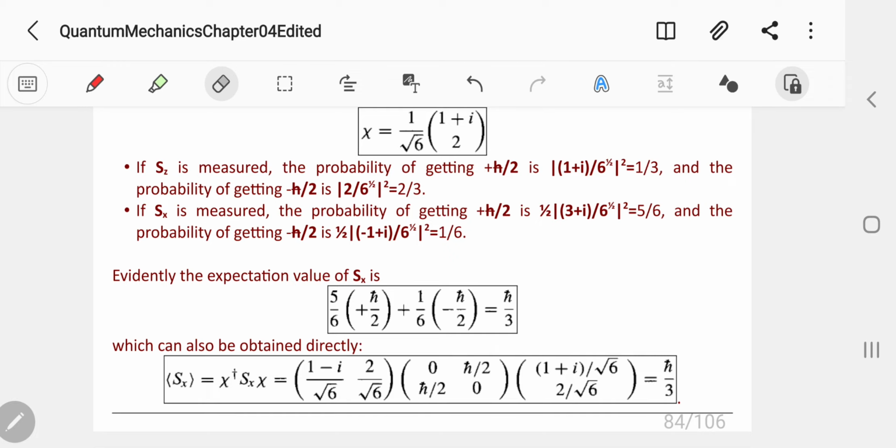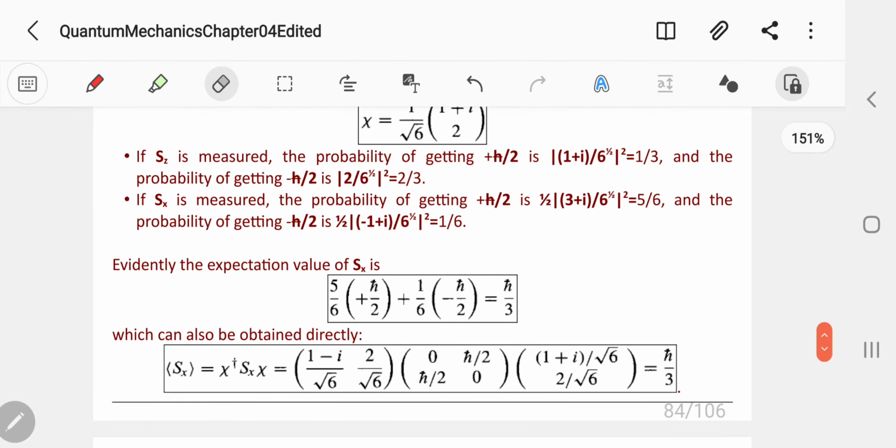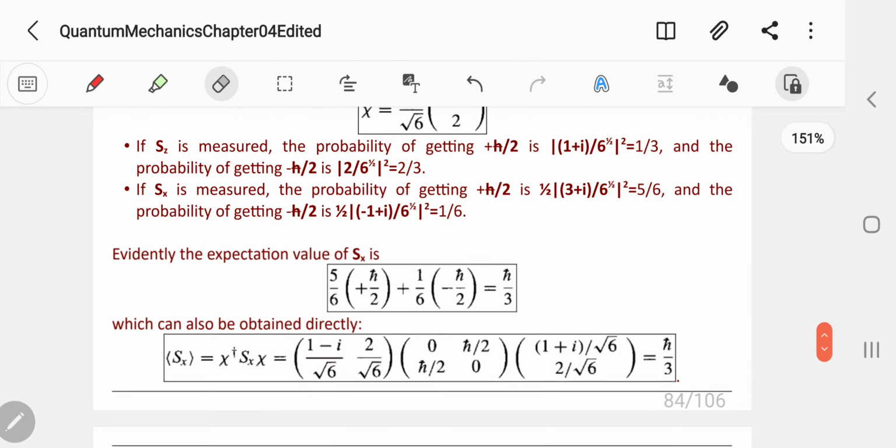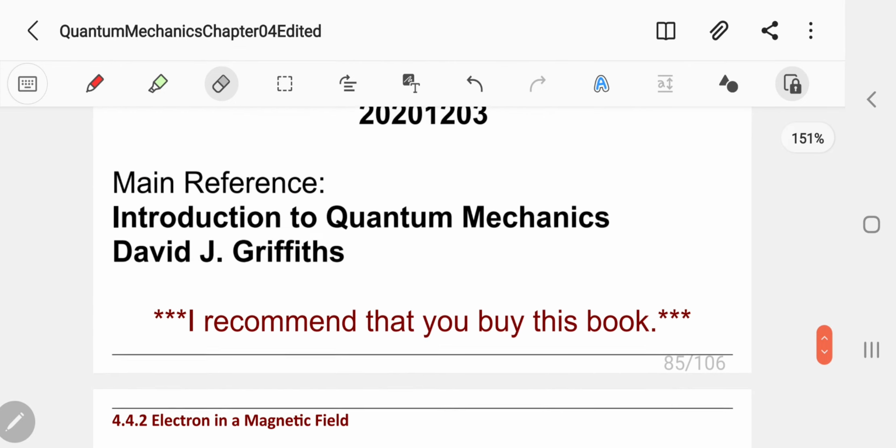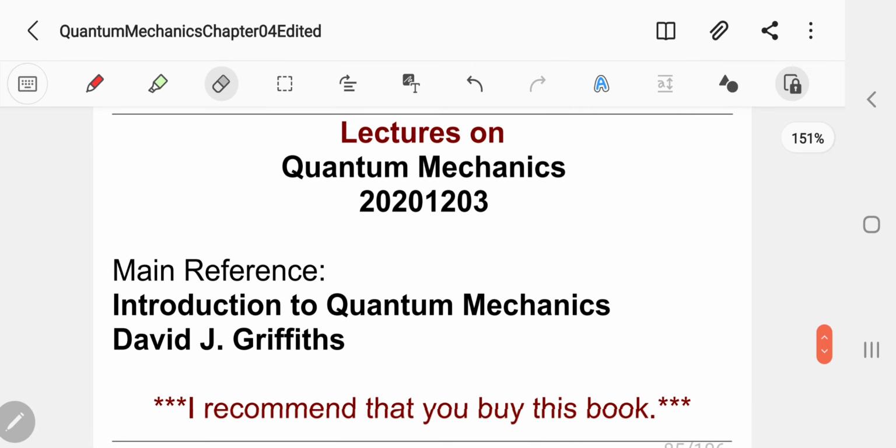So that's it for this lecture. Our next lecture would be electron in a magnetic field, which will be discussed in the next video. So hope you learned something. I hope that you're not confused about what is orbital angular momentum and spin. They use the same formula, but of course they're different.